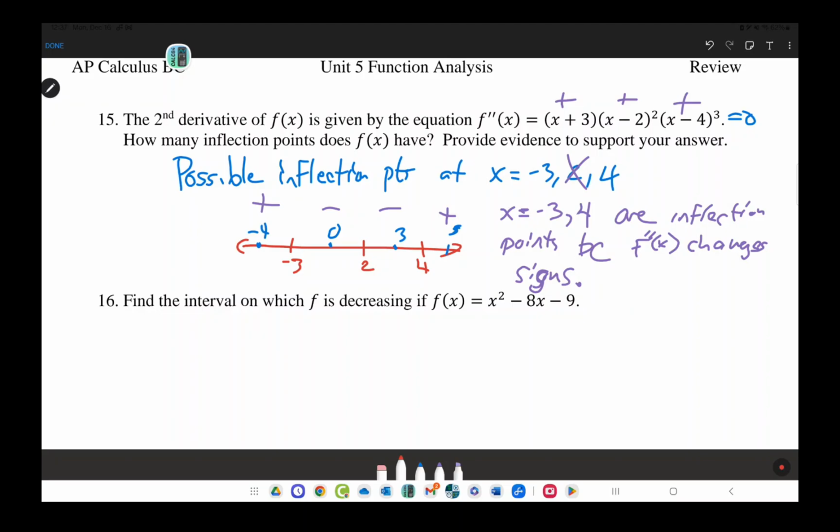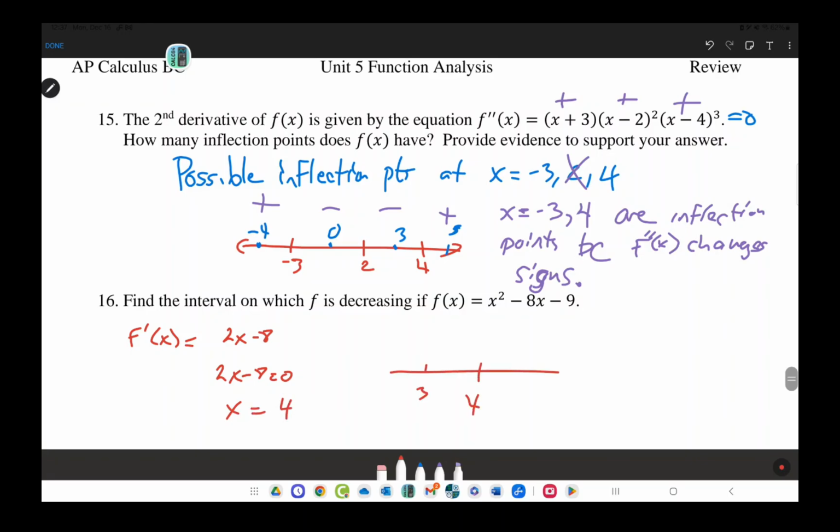Because the derivative is just what? 2x minus 8, so x equals 4. Negative b over 2a is 8 over 2, which is also 4. So either way, x is 4. So f prime of x is equal to 2x minus 8. 2x minus 8 equals 0, so x equals 4. And you have your value.